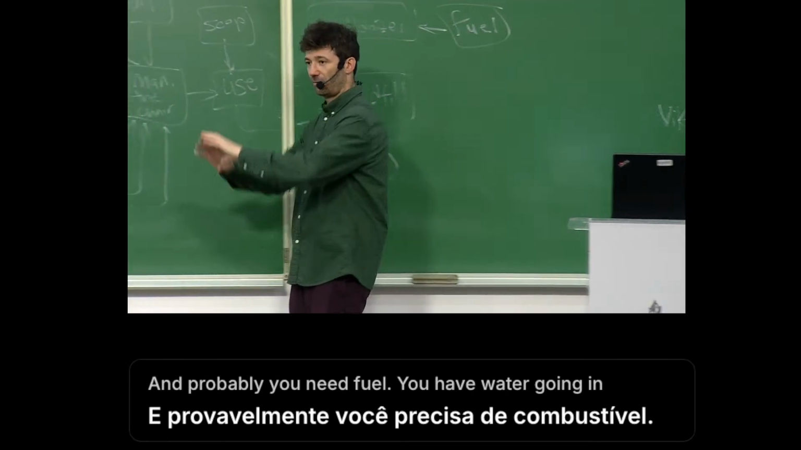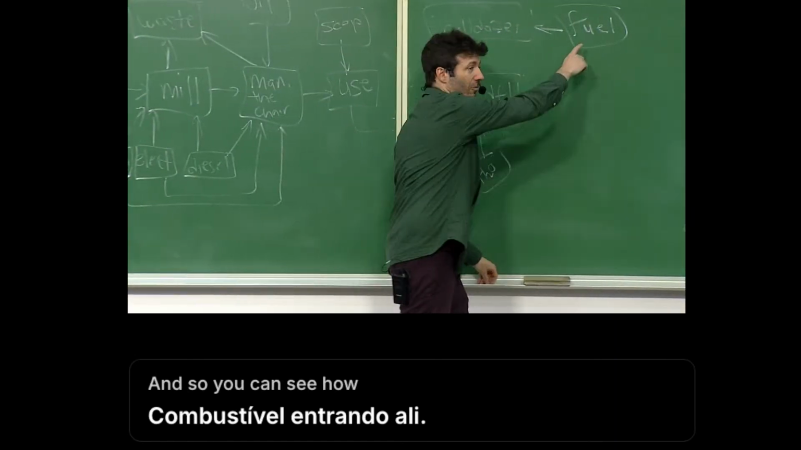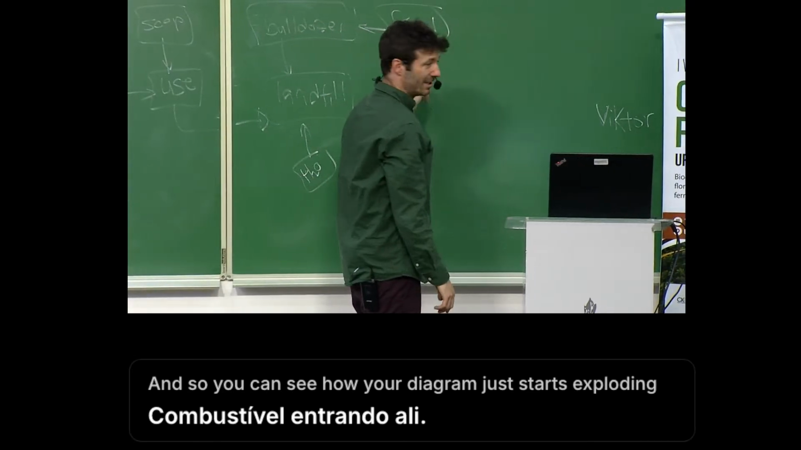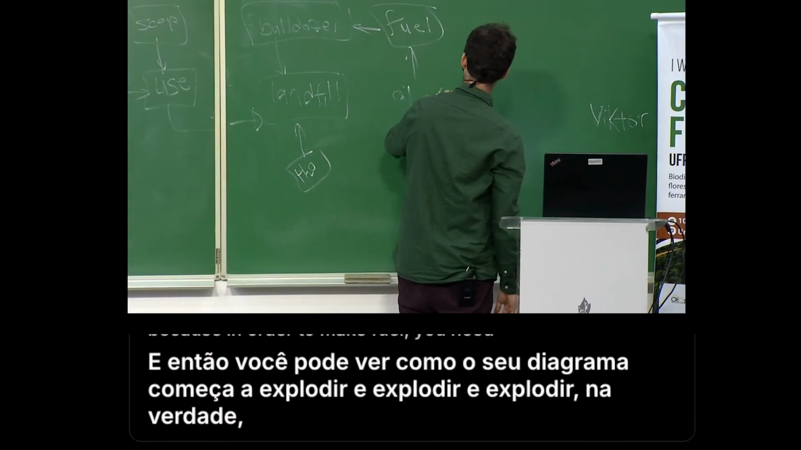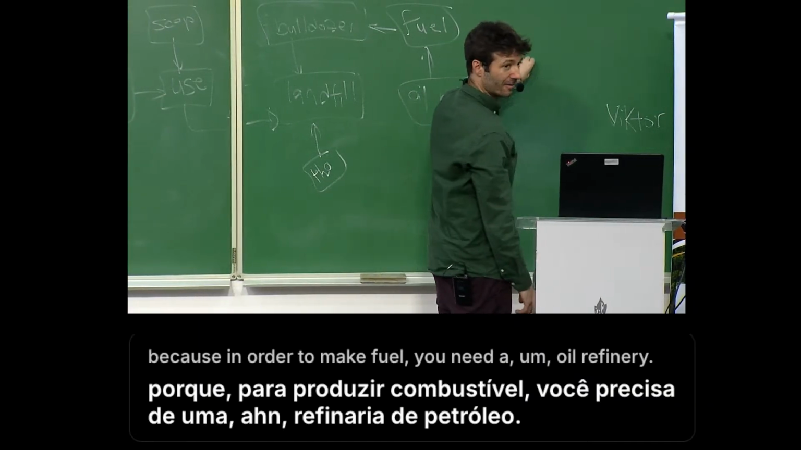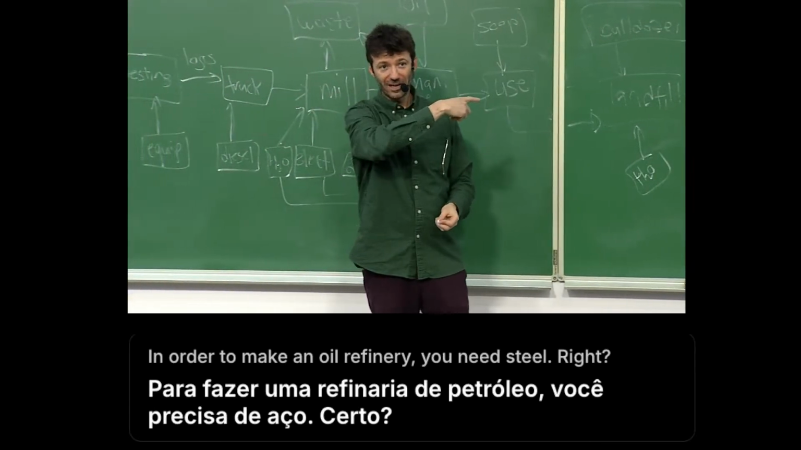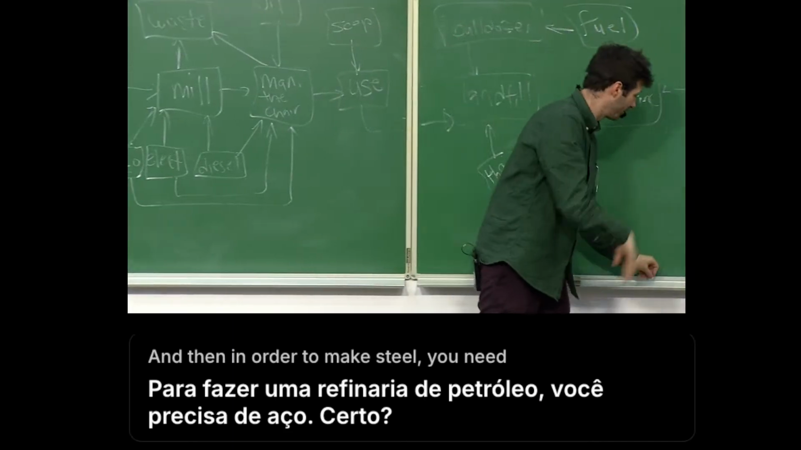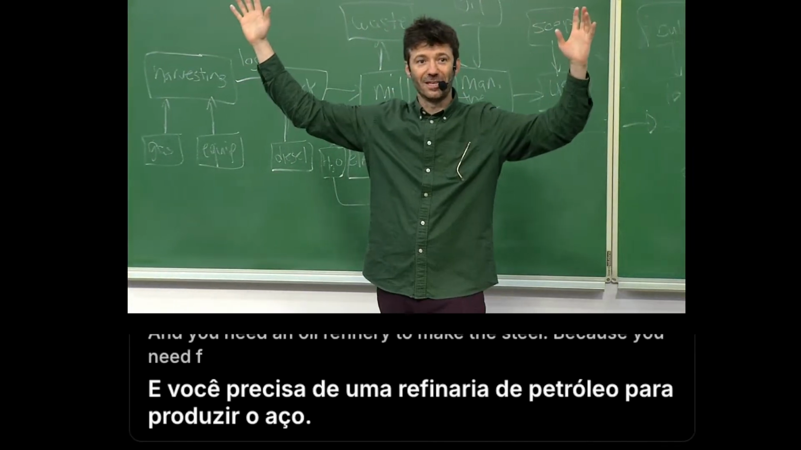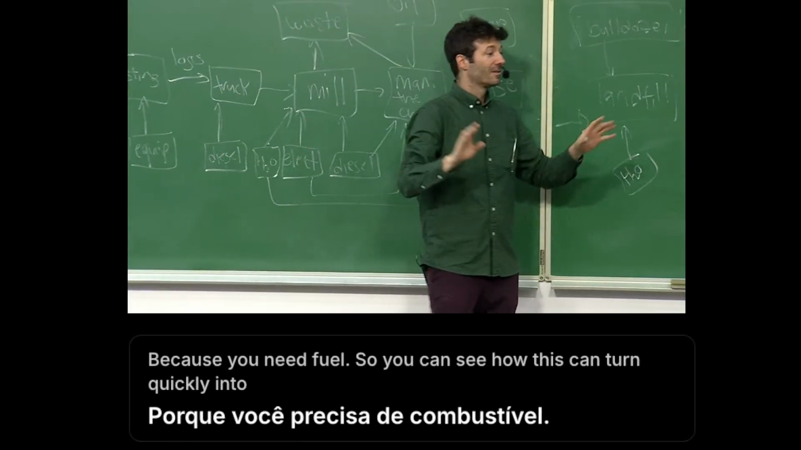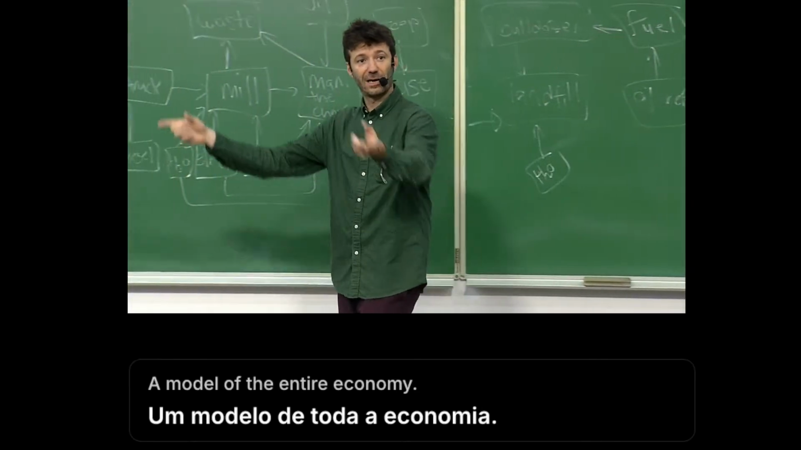And so you can see how your diagram just starts exploding and exploding, actually, because in order to make fuel, you need an oil refinery, right? In order to make an oil refinery, you need steel, right? And then in order to make steel, you need an oil refinery to make the steel because you need fuel. So you can see how this can turn quickly into a theory of everything, a model of the entire economy. So that's why we need to actually differentiate between what we call foreground and background systems.